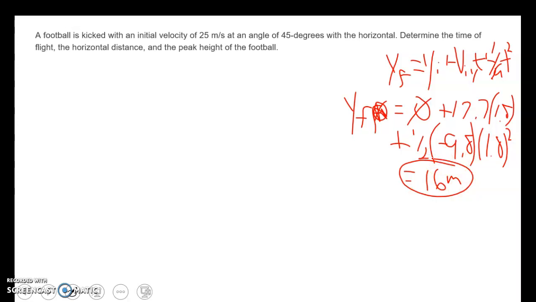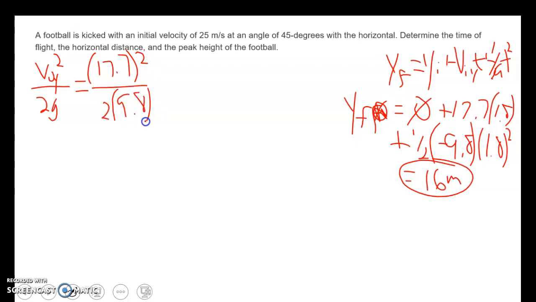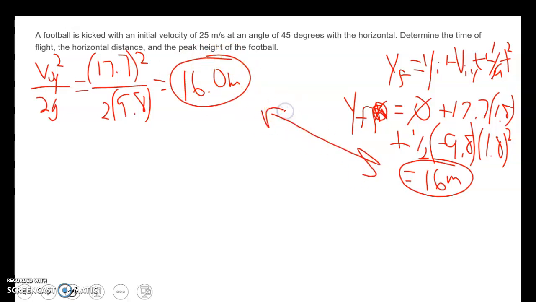Now, how does this relate to using the equations? I'm going to start with the peak height equation, which is v0y, the initial velocity in the y, squared, over 2 times g. We're on Earth, so g is 9.8. We substitute in our initial velocity in the y, 17.7, square that, and take it over 2 times 9.8. Even though the decimal might be a little off, you're going to get this answer when you round, and that's exactly what we saw here. So that's our peak height.